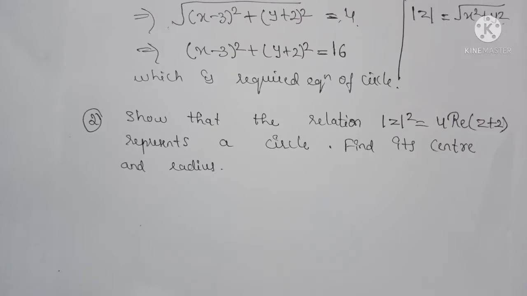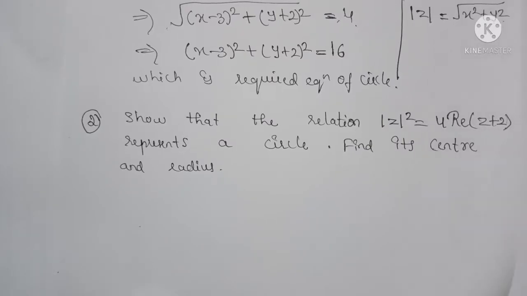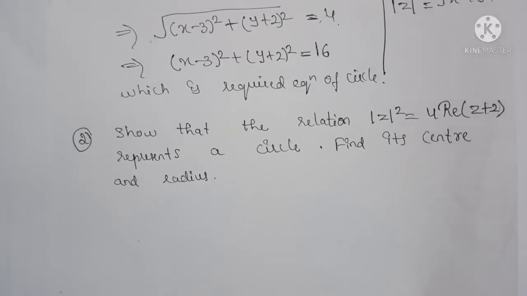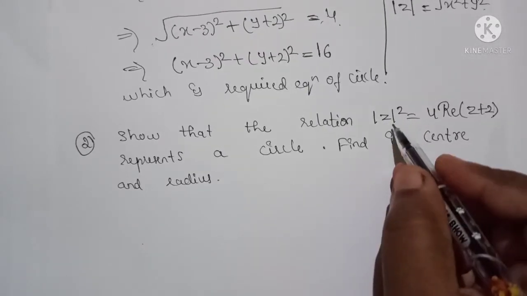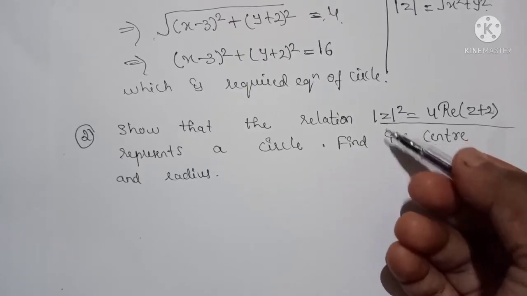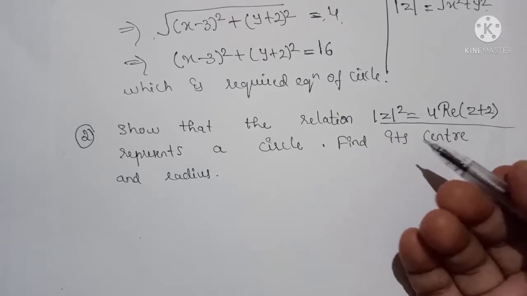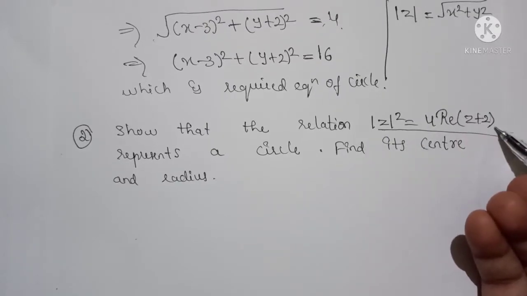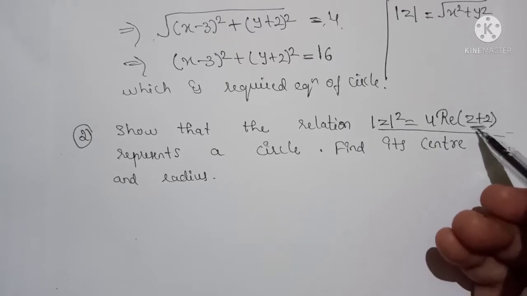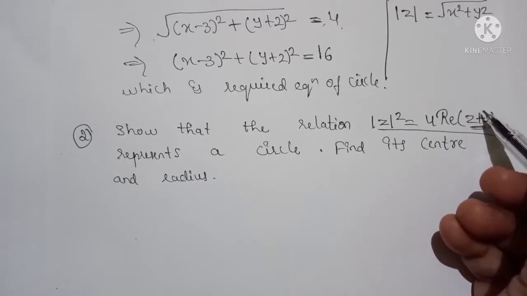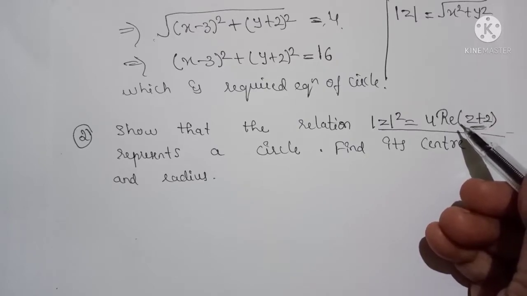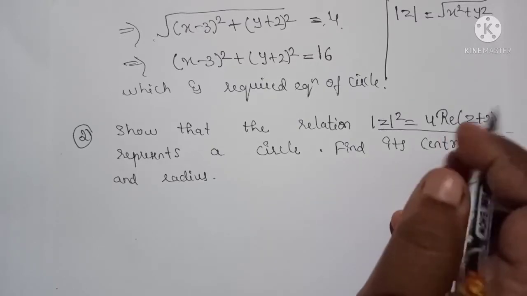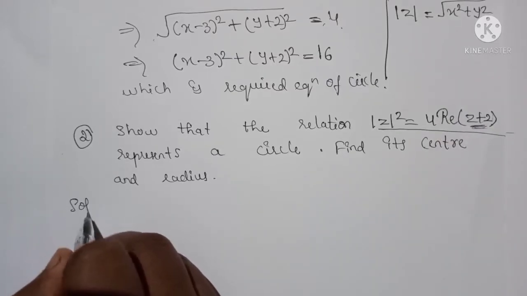Next problem: show that the relation mod z square equals 4 times the real part of z plus 2 represents a circle, and also find its center and radius. So here the given relation is this one. We know that mod z equals the square root of x square plus y square, we can substitute here, but here we need the real part of z plus 2. For that, first we have to simplify this, that means we have to express it in complex number form. Then we get the real part. Okay, so solution.